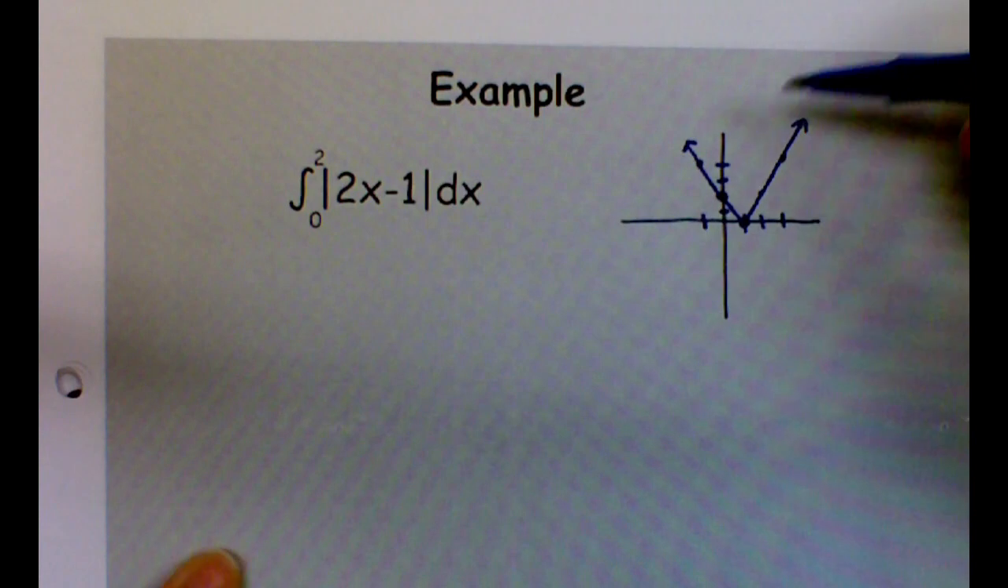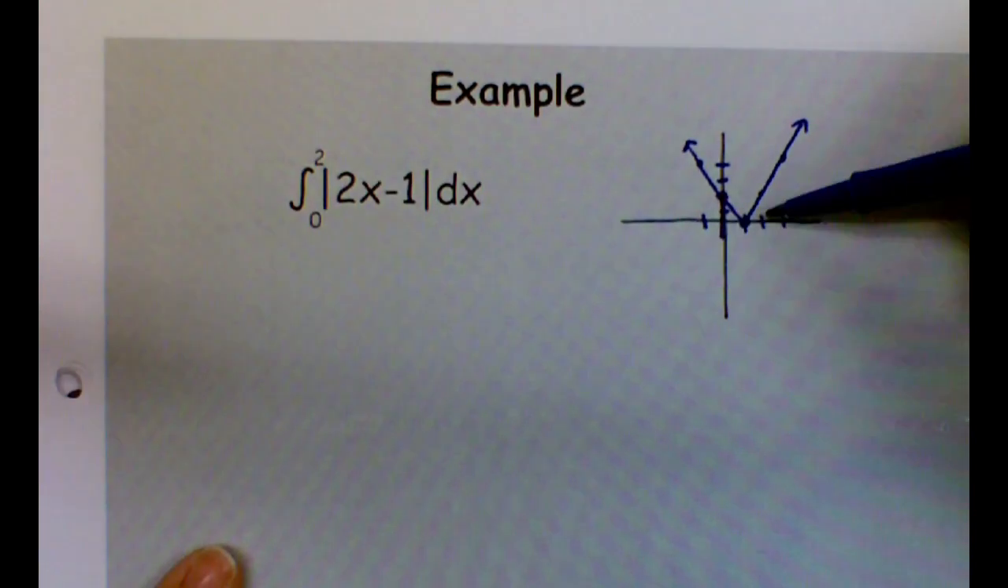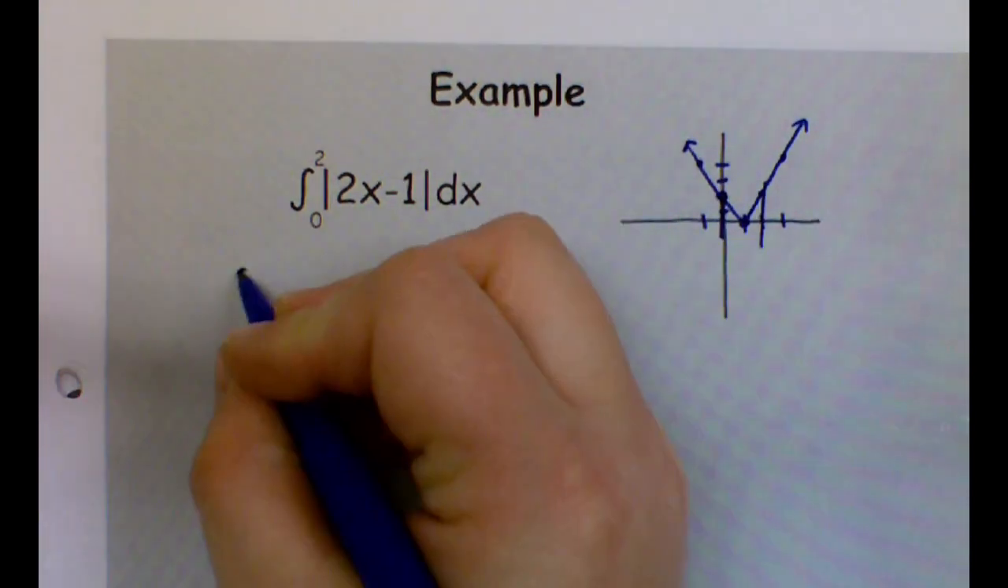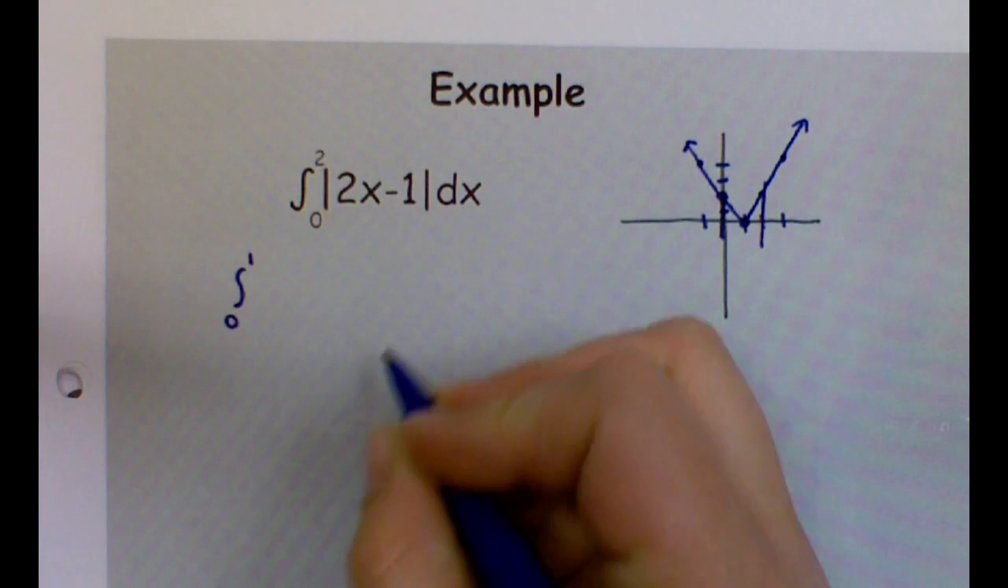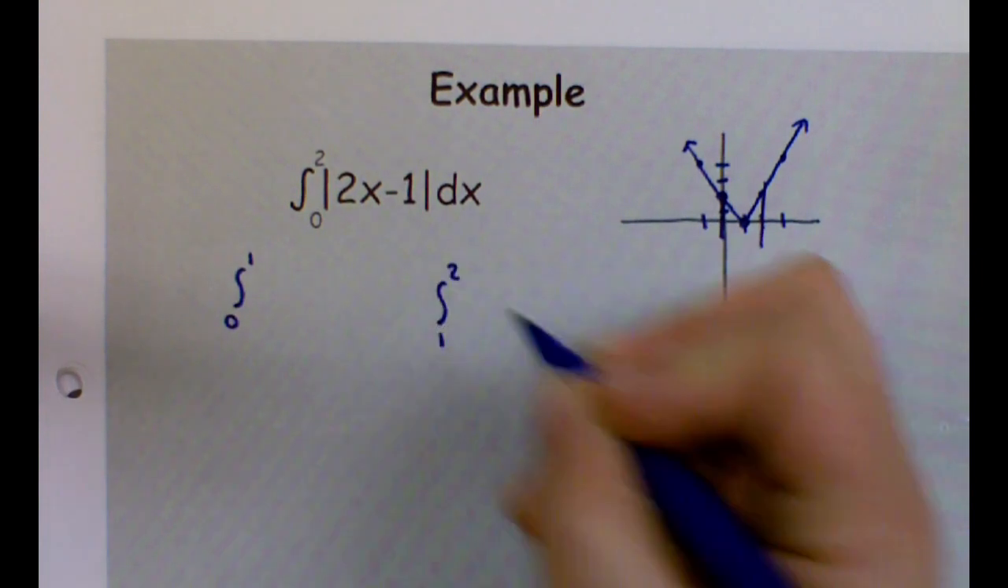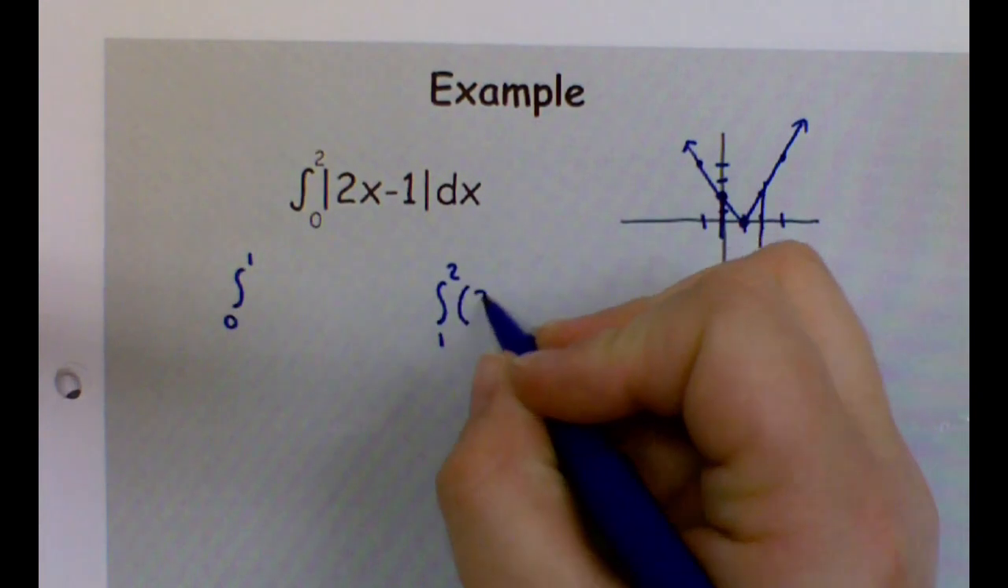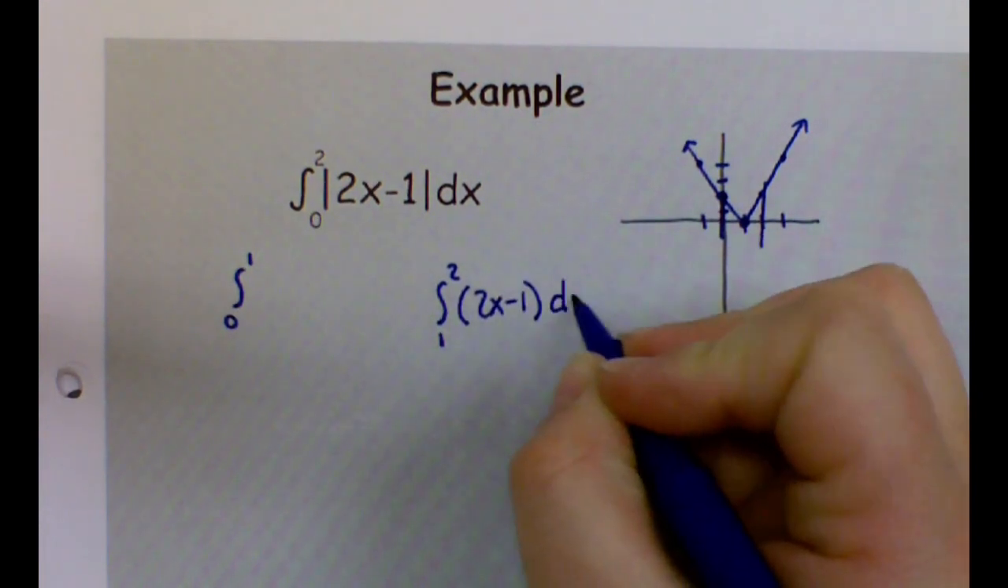We are finding the integral from 0 to 2. Well, we have two different pieces there. We actually need to break it apart. We're going to break it apart at 0 to 1 and 1 to 2. From 1 to 2, we have a positive slope, so that's just the integral of 2x minus 1 dx.